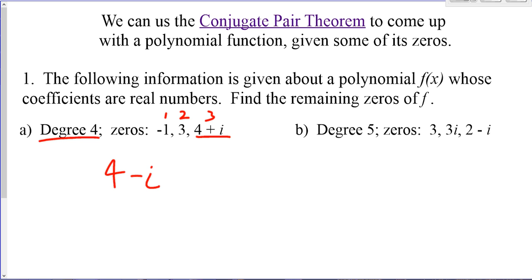Okay, so for part B, degree 5, so I expect 5 zeros. I have 3 zeros, 1, 2, and 3. So my other zeros are going to come as the conjugates of these. My other zero, the conjugate of 3i, is minus 3i. And then 2 minus i is 2 plus i. And there are my other 2 zeros, or roots.